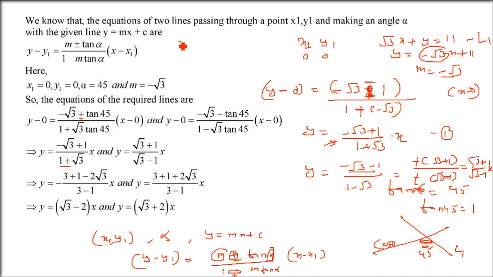So this I am going to do. This is minus (root 3 plus 1) by (1 plus root 3). Now multiply numerator and denominator by 1 minus root 3. So in the denominator you have a square minus b square, so 1 square minus root 3 whole square, that is 3. So 1 minus 3 is minus 2.